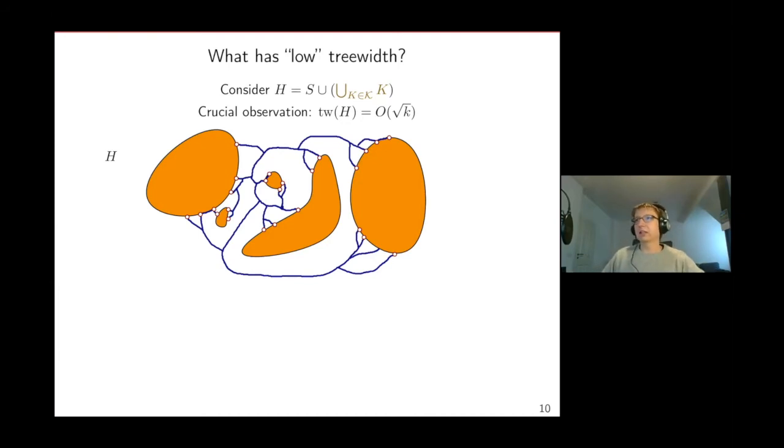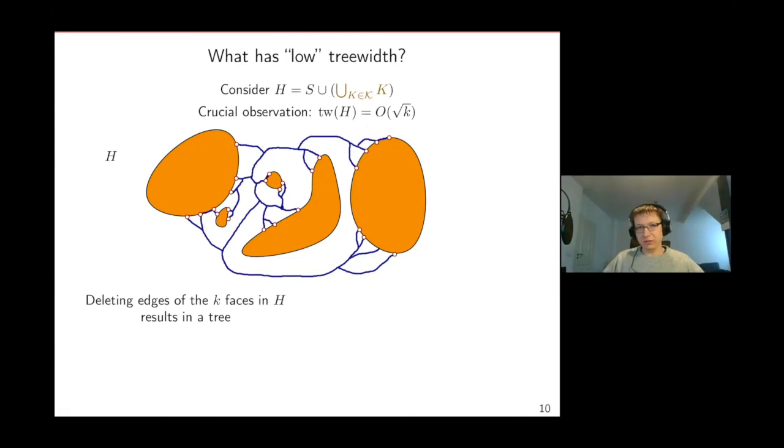I will take the solution graph S, that's just the solution tree. It's blue in this picture. And I will also take all the terminal faces in calligraphic K, right? The union of all these edges, I will name the subgraph H. And I claim that this graph H has tree width order square root K. I assume that this is the audience where I don't need to introduce what tree width is. So let me just prove this statement.